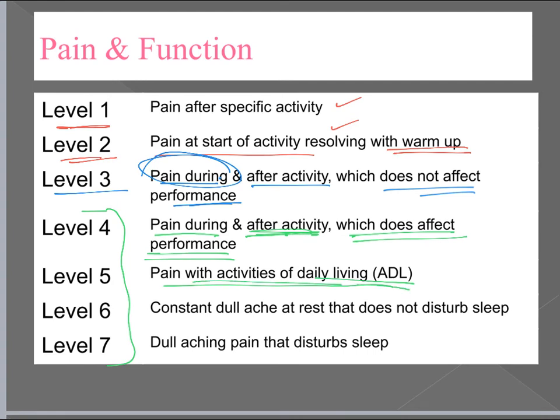Then level 6 is that constant dull ache at rest. But the key here is that it does not disturb sleep. So we're not thinking stress fracture, right? Does that make sense? We're not thinking systemic cancer because it's not disturbing sleep. It's when we get to level 7, right, that we're concerned, because that aching pain has now progressed to waking that patient up at night. So probably need to refer out for some imaging.